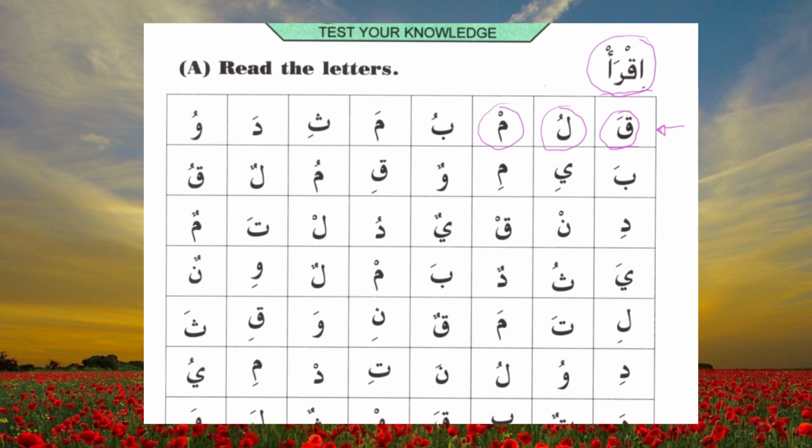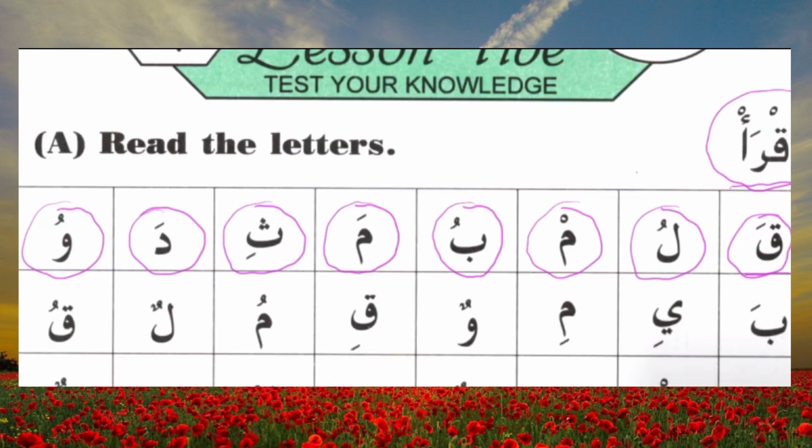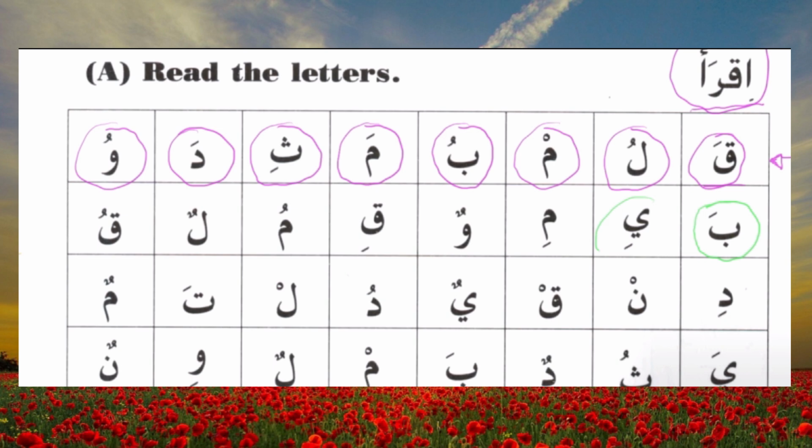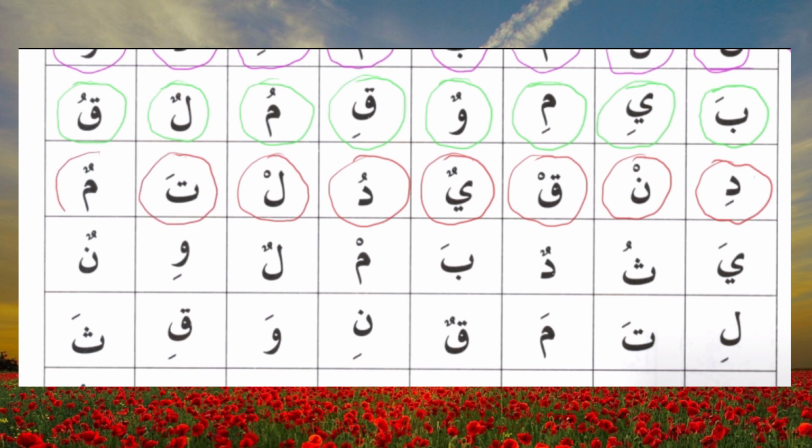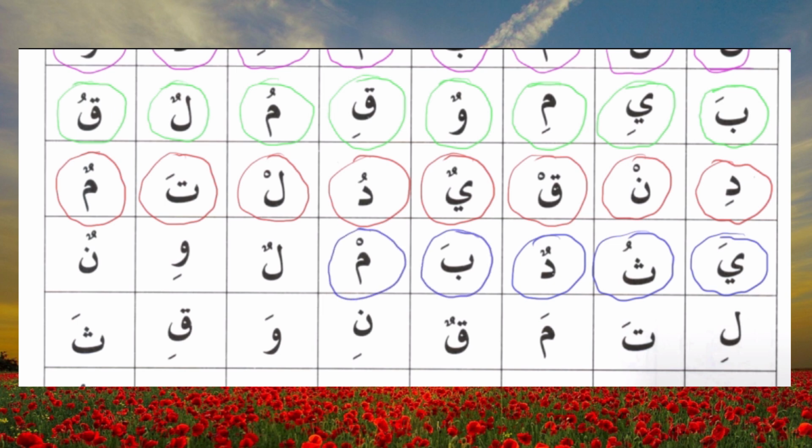Lu, bu, ma, thi, da, wu. The next row, first one is ba, ye, me, wun, qe, mu, lun, ko. Third row, di, qa, yun, du, l, ta, mun. Row 4, ya, su, dun, ba, lun, wi, nun.